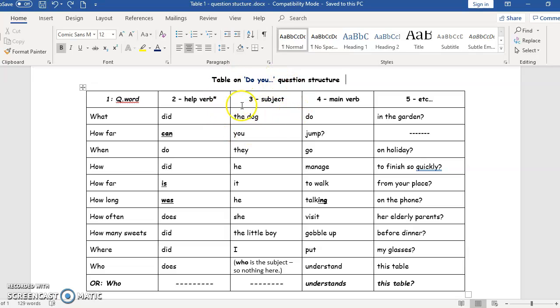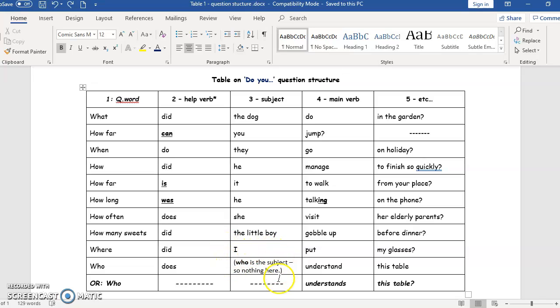Number three is the subject. Remember, the subject is the person, the thing, or the dog, the animal that does the action. In a normal sentence, when you make a statement, the subject is always first. Not so when you ask a question. That changes. So you see, here it's the dog, here it's you, here it's they, he, it, he, she, the little boy, I.